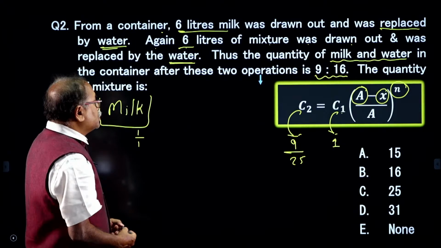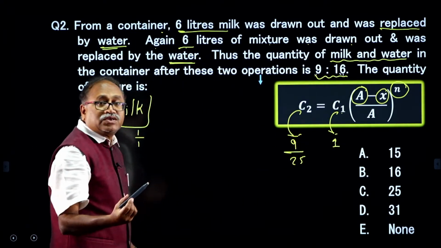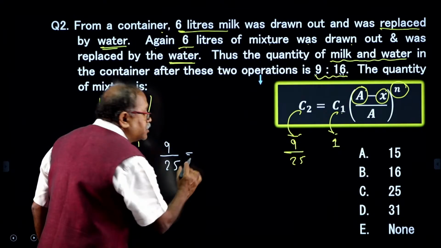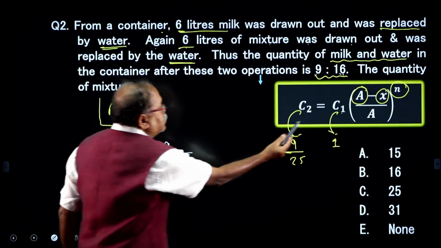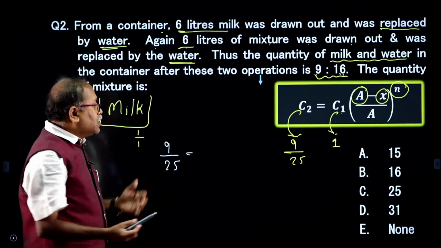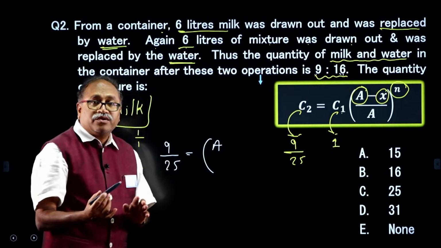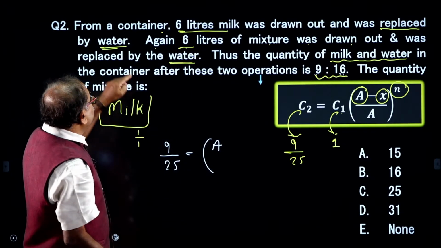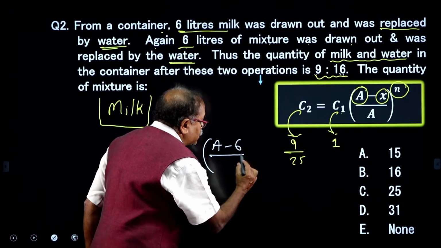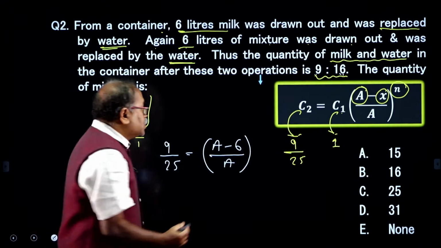Now, I am answering the question here. What is my C2? I said 9 by 9 plus 16, that is 25. So, write down over here 9 by 25 is equal to. What is my C1? Initially it was only milk, so that is 1 by 1. I am not writing the 1 here, into A, that is what I need to find out, minus X. The X is the quantity which you are replacing, that is 6. So, A minus 6 by A, and how many times have you done it? 2 times. So, to the whole power 2.